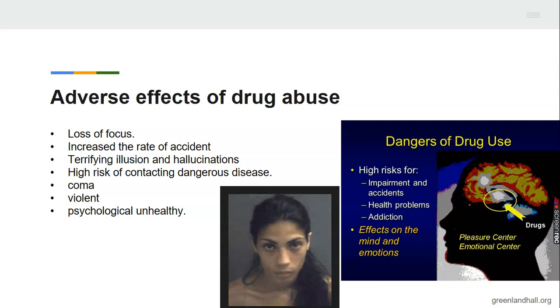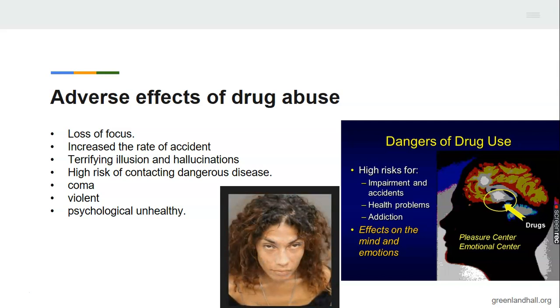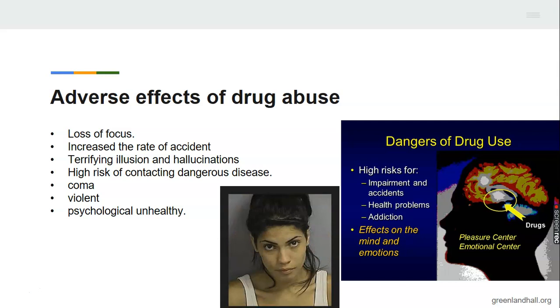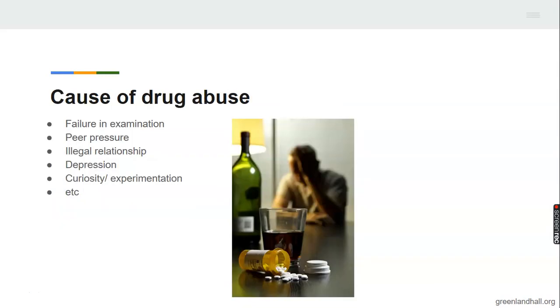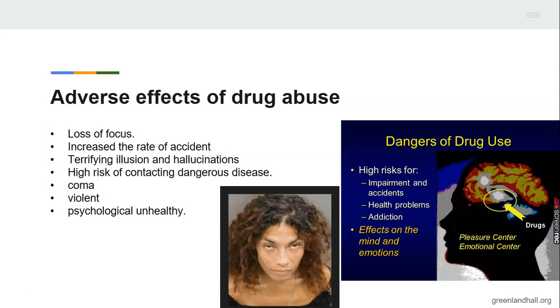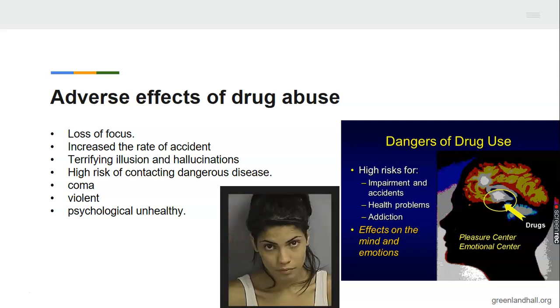It can lead to coma. Somebody can go into a coma. Why? The brain is affected. It affects the brain directly and adversely. So it can cause coma. People who are on drugs and have abused drugs, they are violent. They're violent. And there are several psychological effects too. The psychological state is unhealthy.